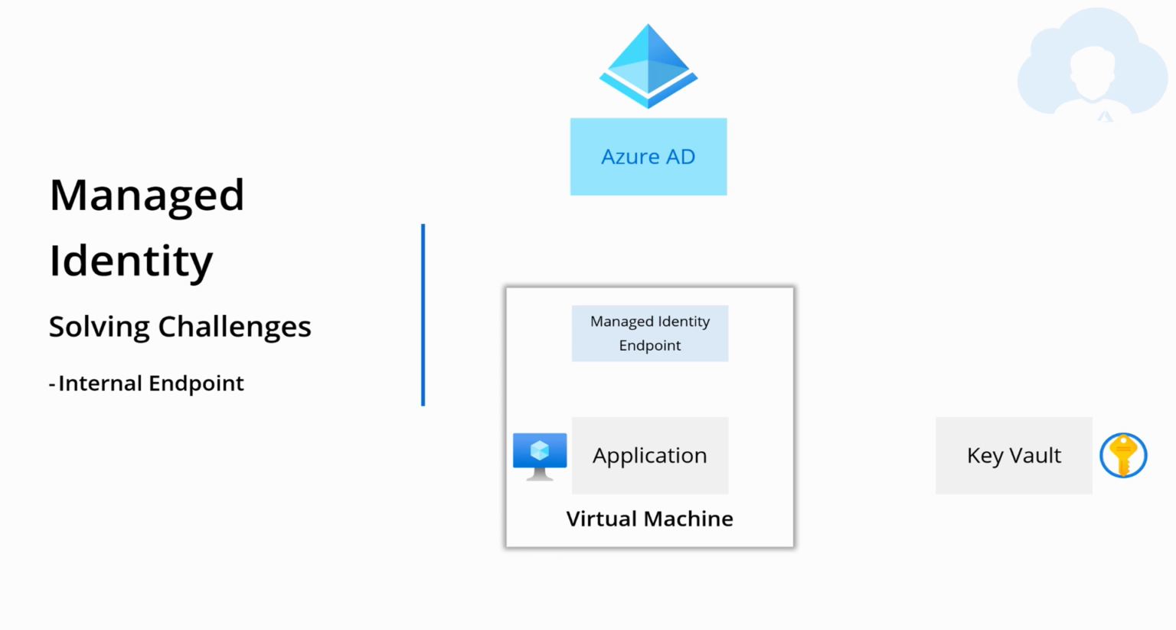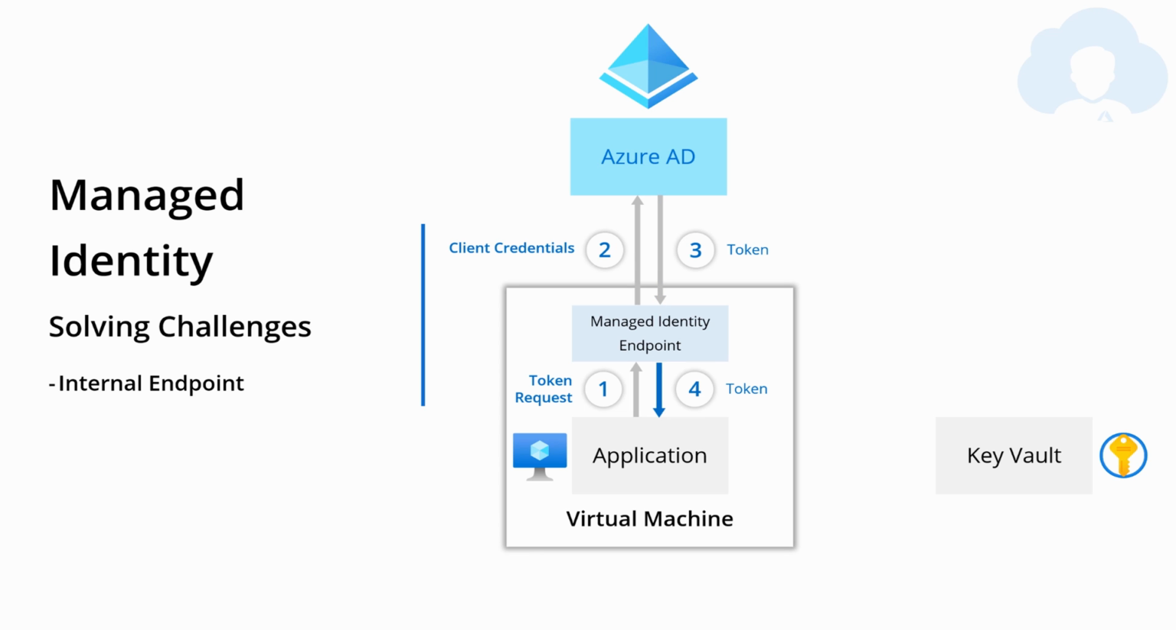This endpoint is a small web service running on that virtual machine that is only accessible from within that virtual machine, so only your locally running code can actually request tokens from it. And it does it fairly simply. You just send a token request with no credentials to this endpoint. It will then use the internally stored credentials on that virtual machine to connect to Azure AD, grab a token from it and pass it to your application.